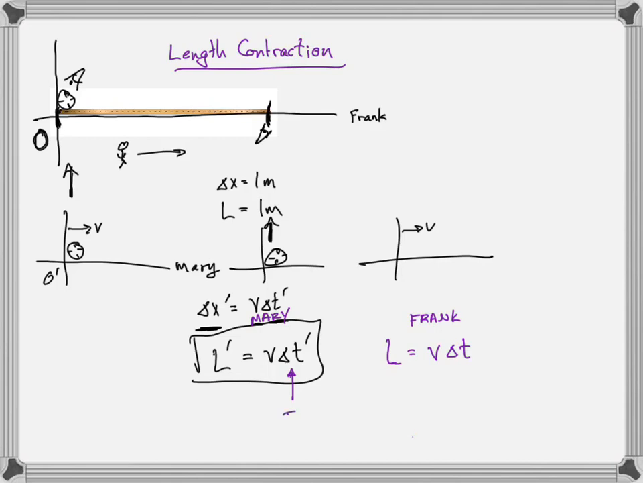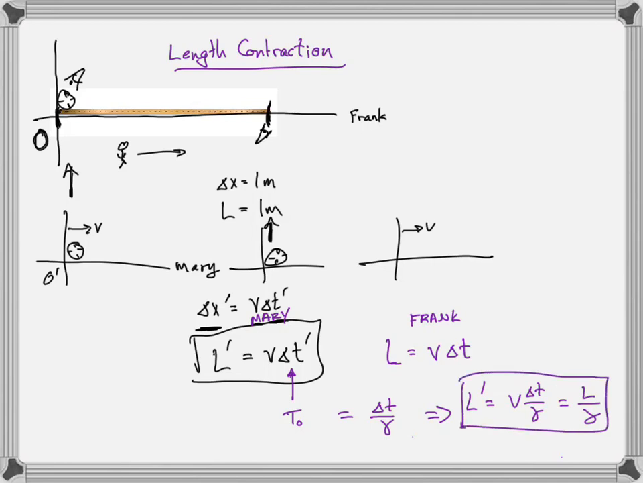So who has the proper time? Mary. So this is t0, which is equal to delta t over gamma, right? Because all other times are longer. T0 is the shortest possible time, so all the other times are longer. So that's delta t over gamma. And I can then go ahead and combine these two equations to show that L prime, which is V delta t over gamma, must also be equal to V delta t, which is L over gamma. So L prime is L over gamma.